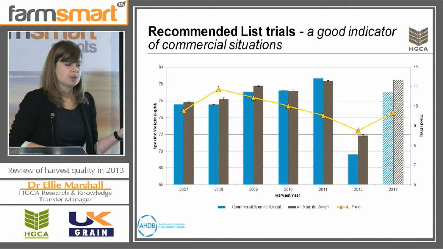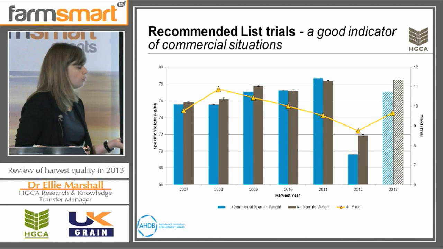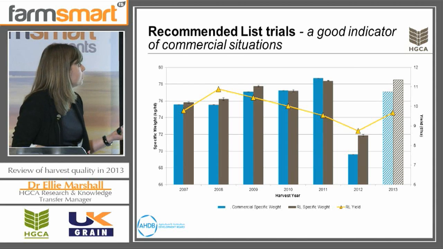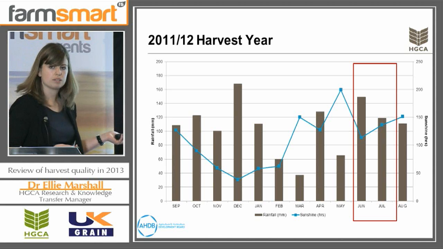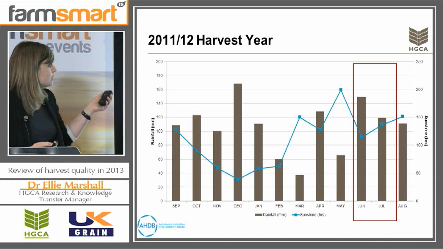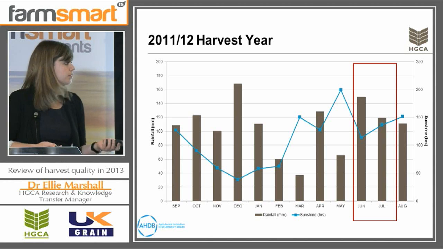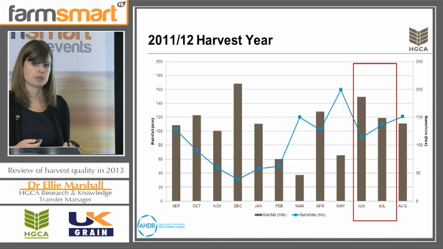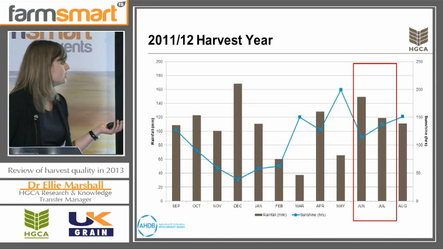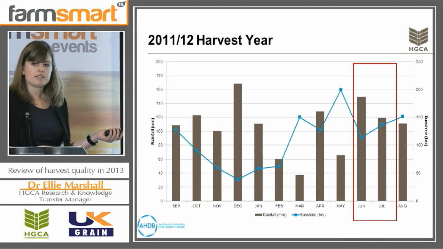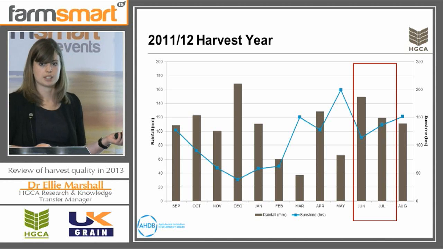So what are the differences between 2012 and 2013, and why is the specific weight so different? One thing we can look at is the climate. So if we take the 2012 harvest year, we have the rainfall shown in the green bars and the sunshine hours in the blue line going across the chart. The main months which are important for getting good quality grain are the grain filling months in June and July. We see that in the 2012 harvest year, it was high rainfall and low sunshine hours, very suboptimal for producing good quality grain.